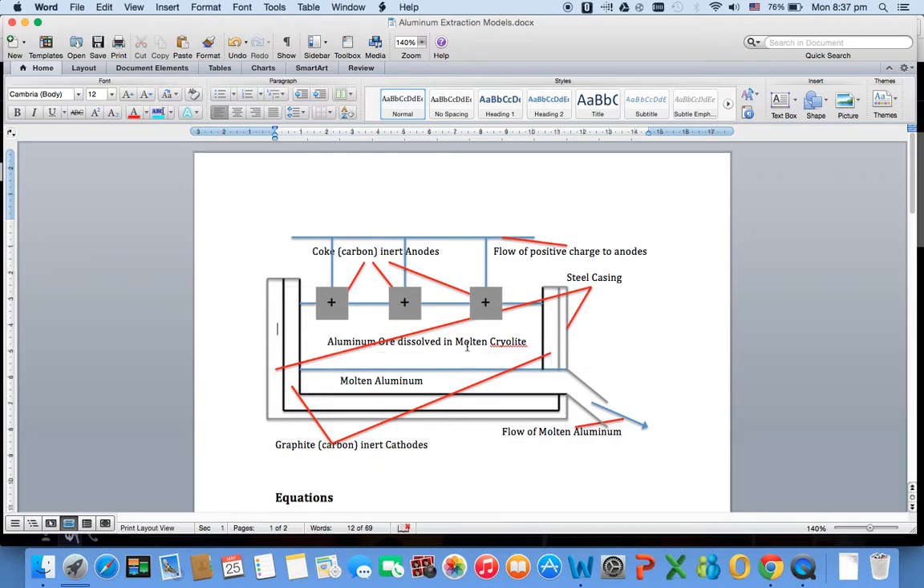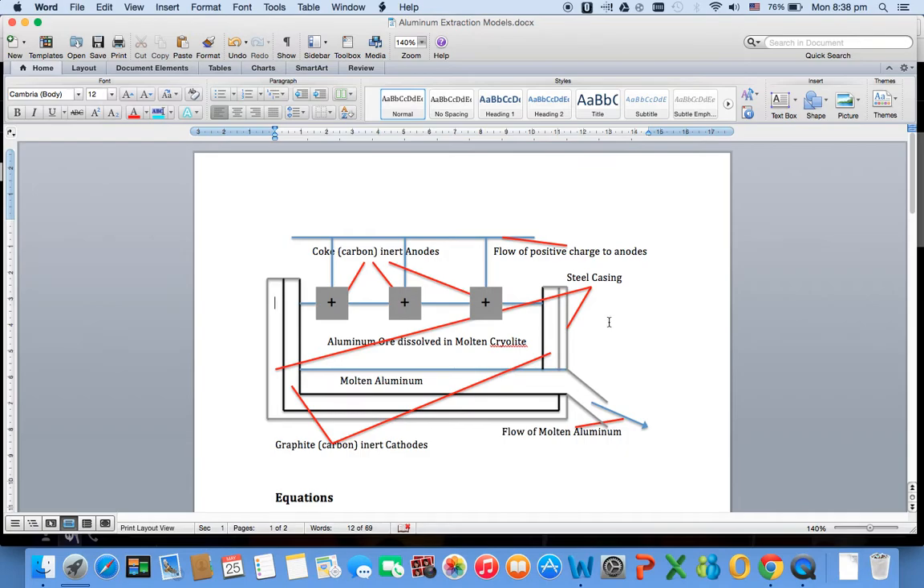This tank is set up with graphite cathodes here and here, and coke anodes there, there, and there. We use carbon electrodes because they are inert, but we use coke as opposed to graphite as the anodes, as they are used up during the process, and coke is less expensive as a form of carbon than graphite to continue to use up in this electrolysis tank. This helps to further reduce the costs of extracting aluminum.